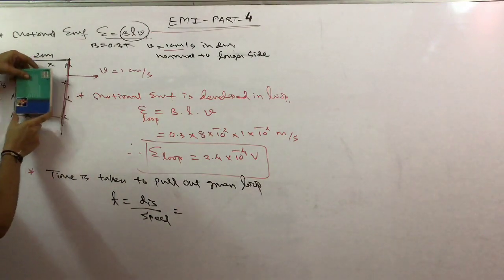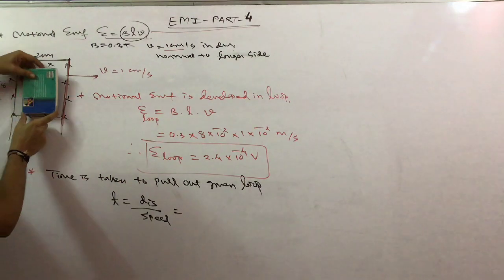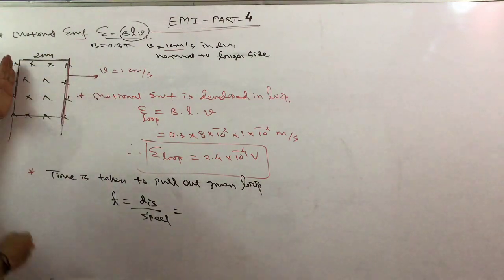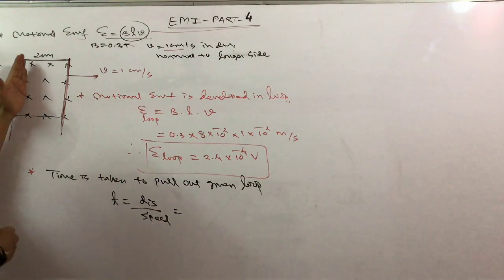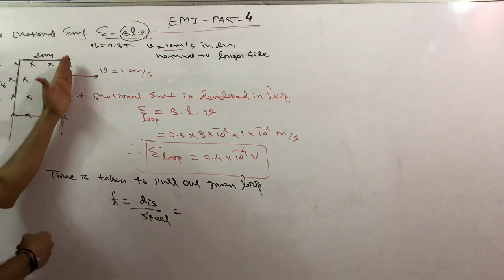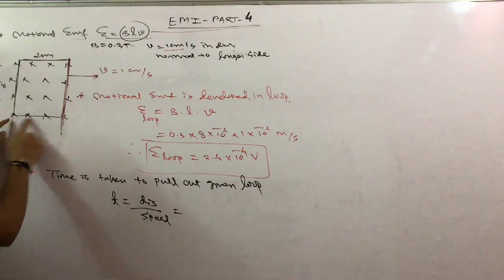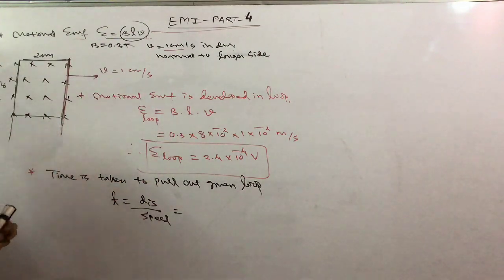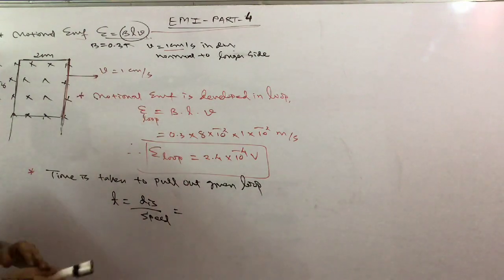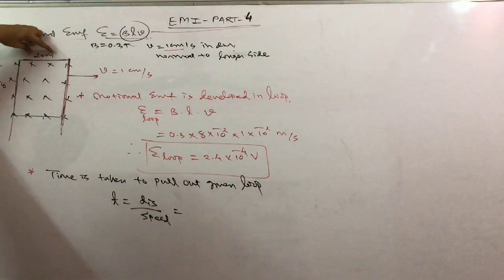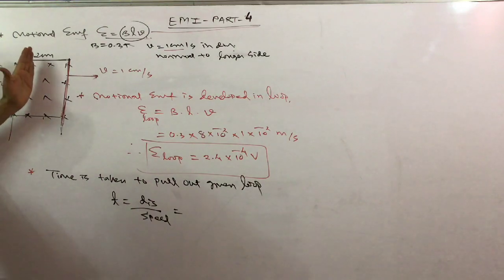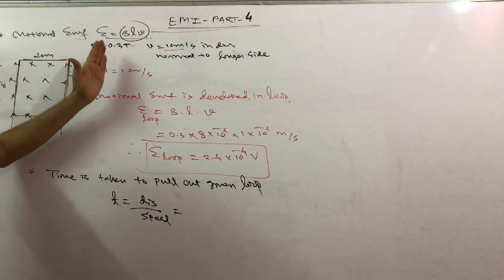As soon as this loop starts moving from here, the entire loop has to come out of the magnetic field. That means this one is the last end, and whenever this entire loop is moving out of the magnetic field, it has to travel a distance equal to 2 centimeters. Until the whole loop comes out, how much distance did it travel? 2 centimeters, because this distance is 2 centimeters. Motion started here, it will travel 2 centimeters.